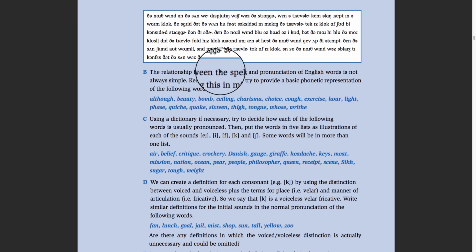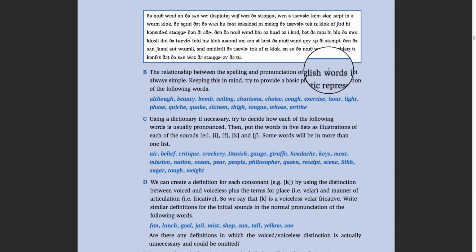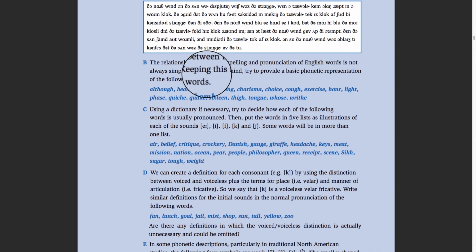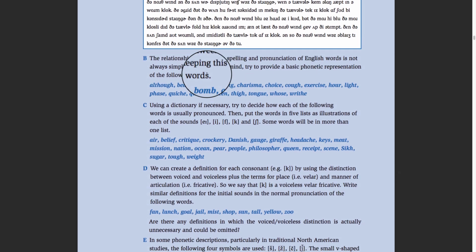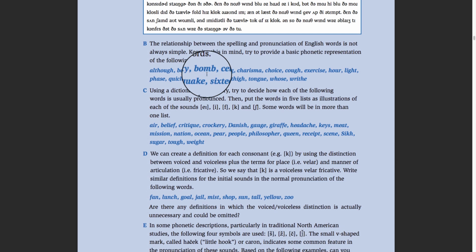The relationship between the spelling and pronunciation of English words is not always simple. Keeping this in mind, try to provide a basic phonetic representation of the following words.